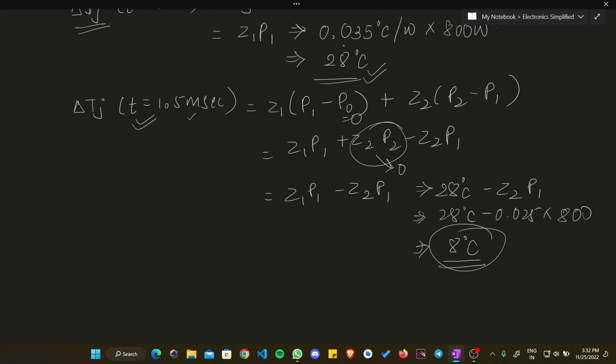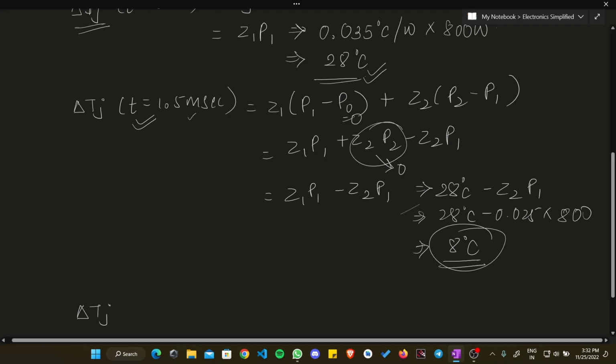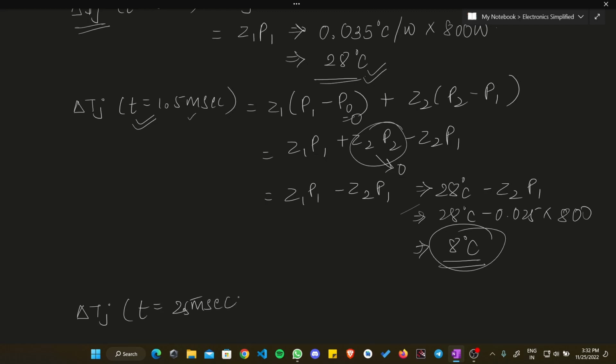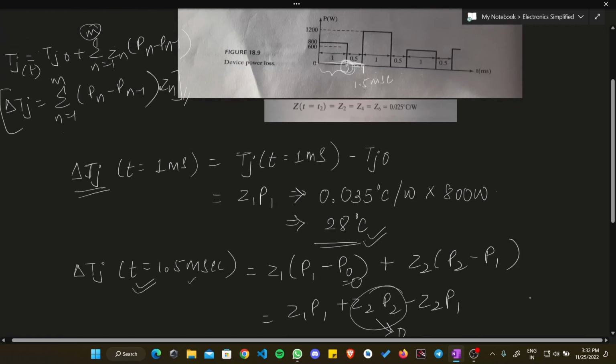Now similarly, like what we have done over here, we will find the delta Tj for t equal to 2 millisecond, 2.5 millisecond, sorry, 2.5 millisecond.